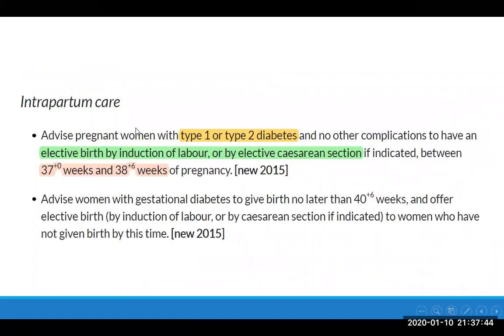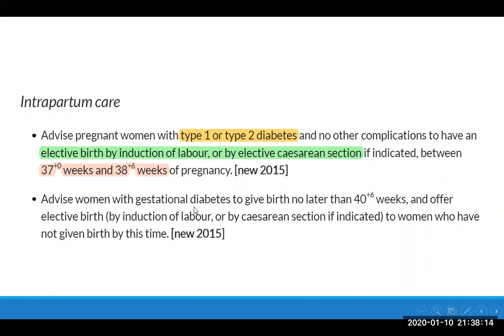And of course, in intrapartum care, it is very important to know when to deliver the baby. For type 1 and type 2, the delivery must be between 37 and 38 weeks of pregnancy. This is by elective cesarean or elective vaginal delivery, between 37 and 38 weeks. And this is a very important number.